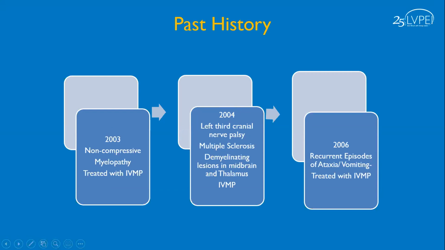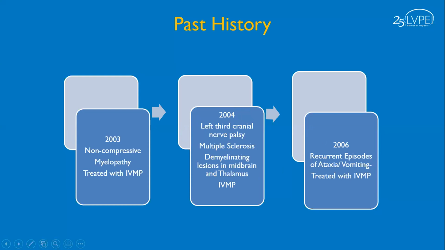in midbrain and thalamus. So this is in 2004, where we did not have an understanding of neuromyelitis optica, but currently we know that these demyelinating lesions in midbrain and thalamus are not typical of multiple sclerosis, but might be seen in the neuromyelitis optica spectrum disorder.